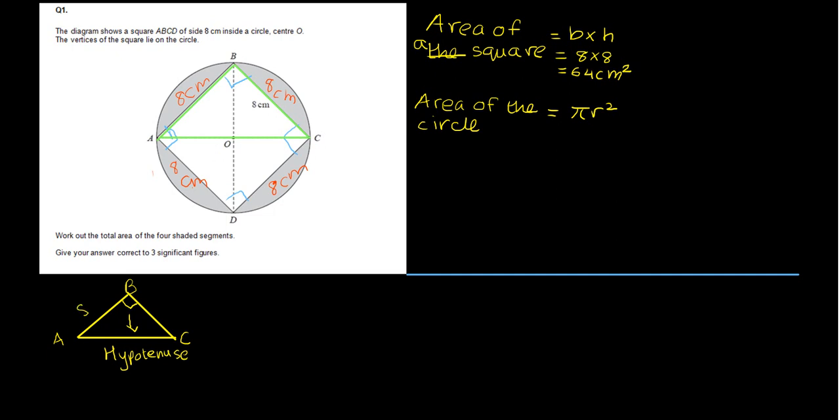And we know AB is 8 centimeters because it is the side of one square, and BC is also 8 centimeters. So in this particular triangle, AB squared plus BC squared is going to be AC squared, because the side squared plus side squared is equal to hypotenuse squared, and that's going to be 8 squared plus another 8 squared is equal to AC squared.